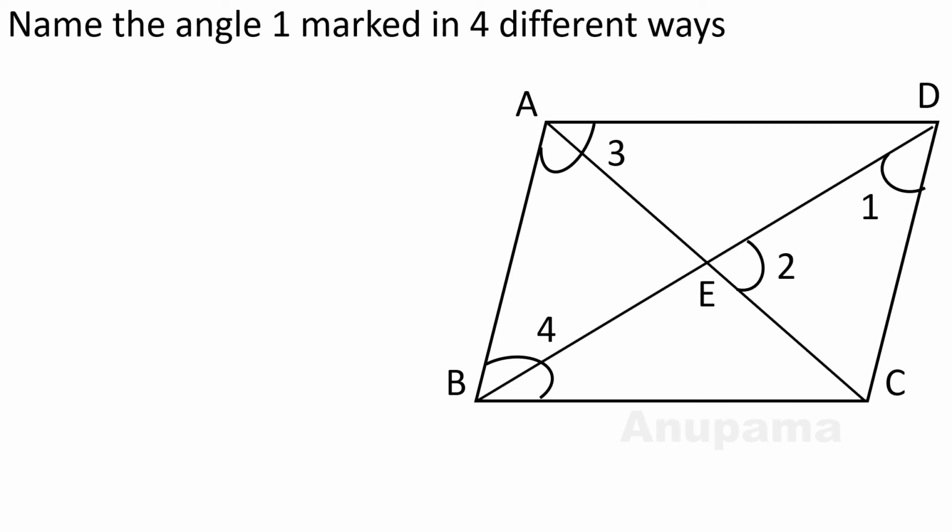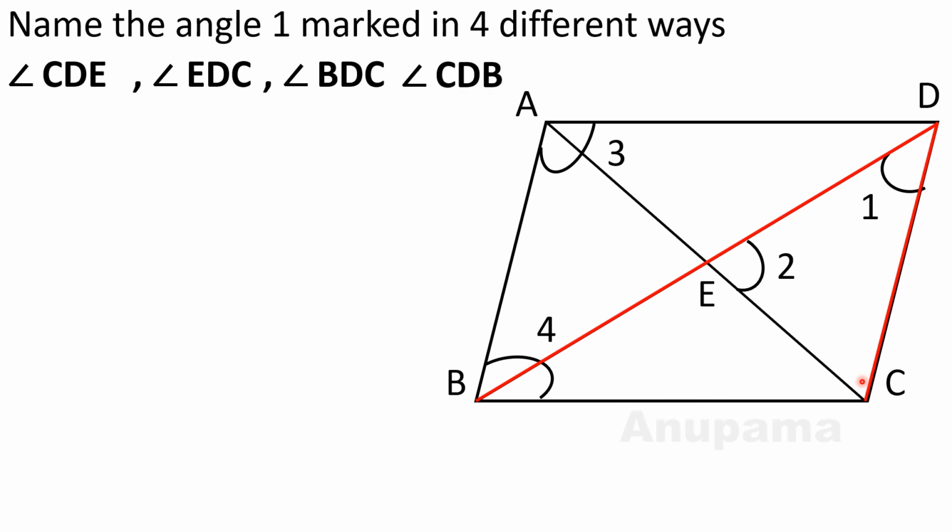So angle 1, let us observe angle 1 first. Angle 1 is in between these two line segments. It means we can give the name for this angle 1 as angle CDE or angle EDC. Another way: angle 1 is in between these two line segments too, BD and CD. That's why we can give the name angle BDC or angle CDB.